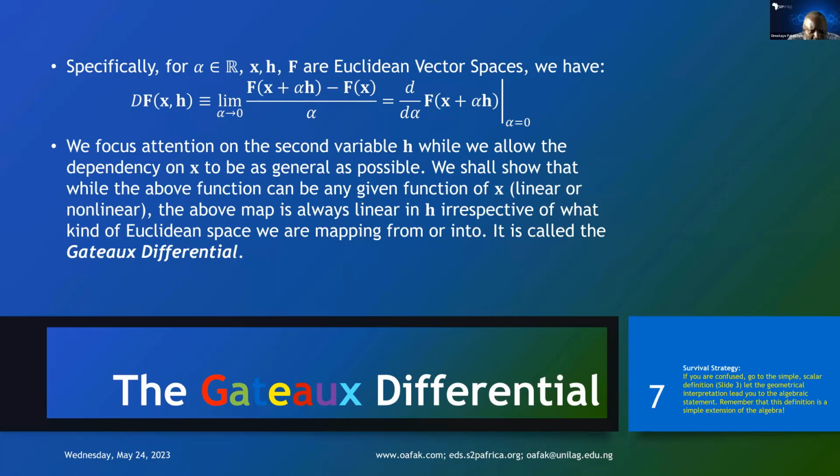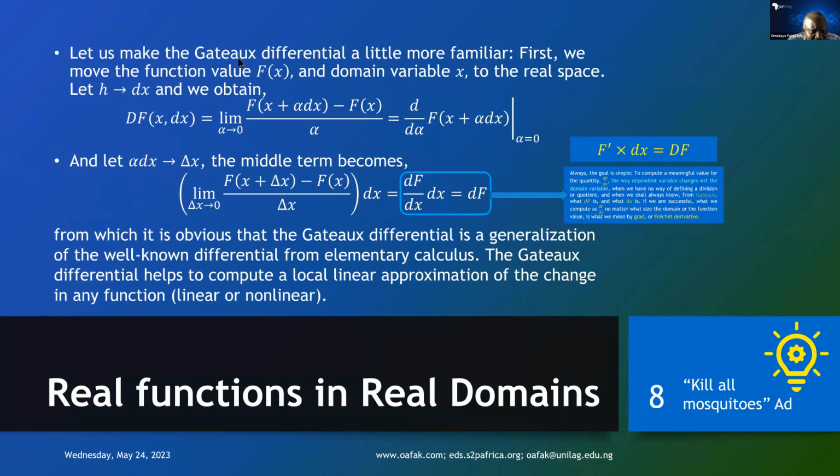And this Gateau, once the things involved are all scalars, both the range and the domain, gives you the same thing as your well-known differential. And this relationship, that the derivative multiplied by the change in the domain is equal to the differential of the function, is your bread and butter. You've been doing this since secondary school. You don't have any problem with this. This is what we are now going to generalize.